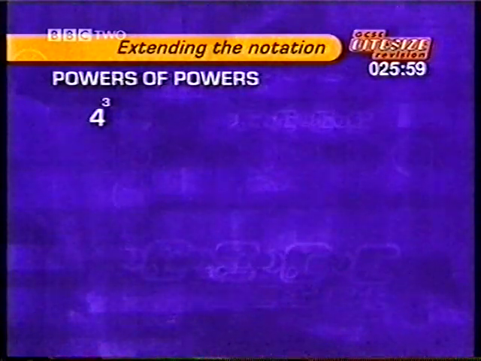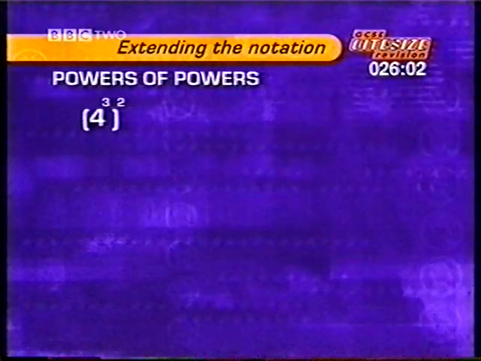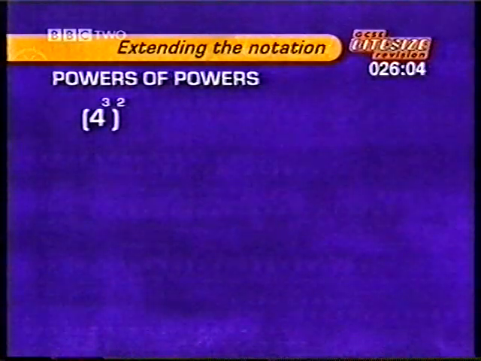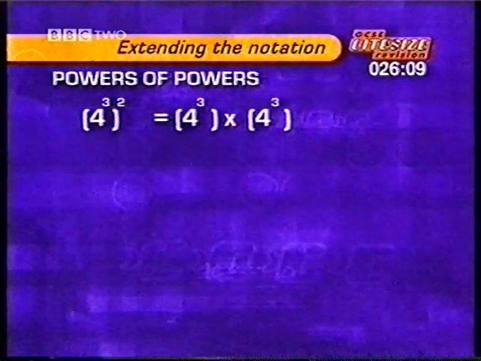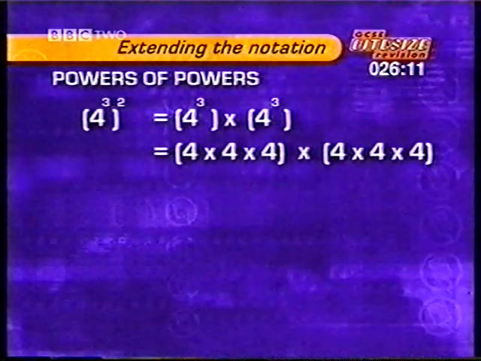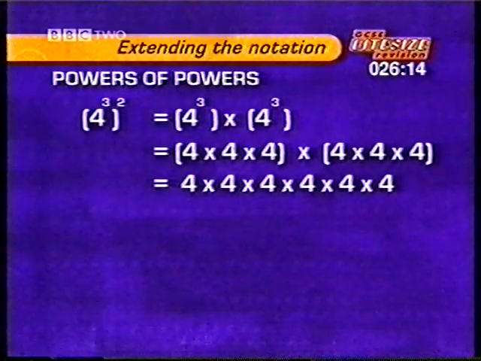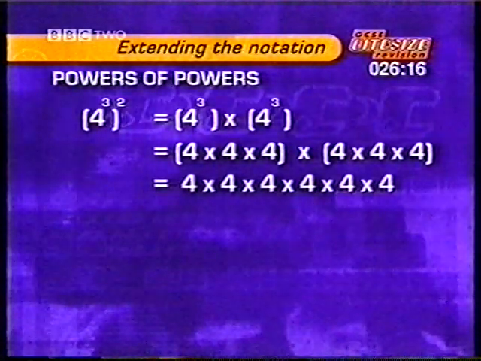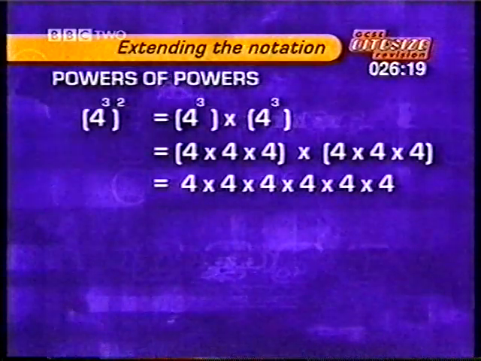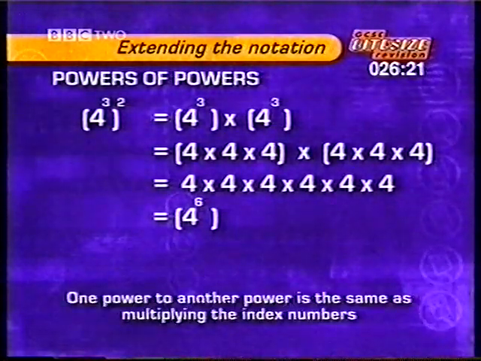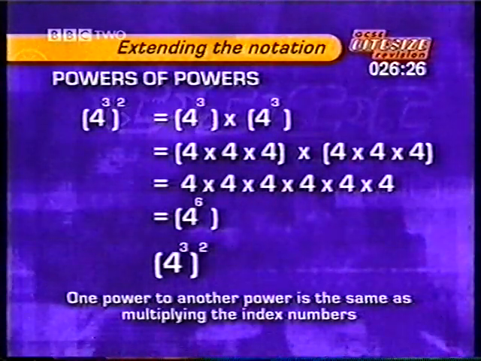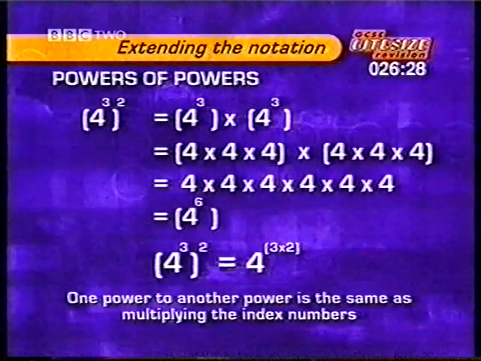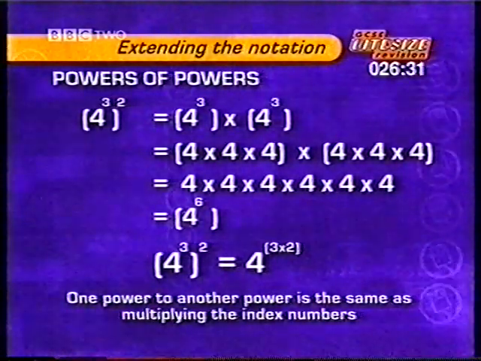Now for powers of powers, what is 4 to the power 3 raised again to the power 2? If we write the power 2 as repeated multiplication, we get 4 to the power 3 times 4 to the power 3. That's 4 times 4 times 4 times 4 times 4 times 4, or 6 4s multiplied together, which is 4 to the power 6. The effect is to multiply the index numbers. So 4 to the power 3 to the power 2 is the same as 4 to the power 3 times 2, which is 4 to the power 6.